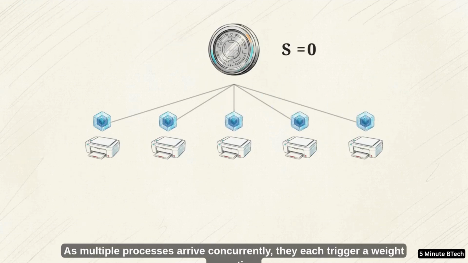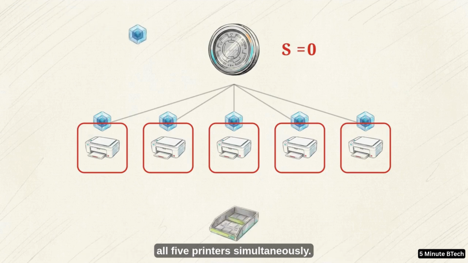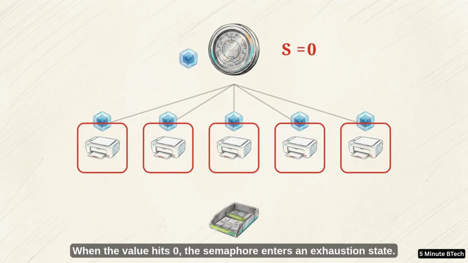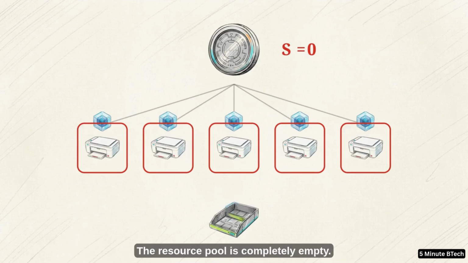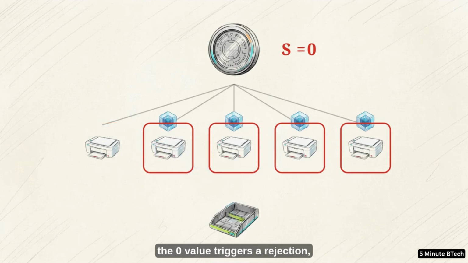As multiple processes arrive concurrently, they each trigger a wait operation. The counter rapidly ticks down to 0 as the system allocates all 5 printers simultaneously. When the value hits 0, the semaphore enters an exhaustion state. The resource pool is completely empty. If a sixth process attempts to request a printer during this state, the 0 value triggers a rejection, and the process is placed in a holding queue.